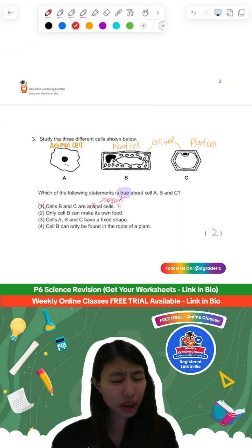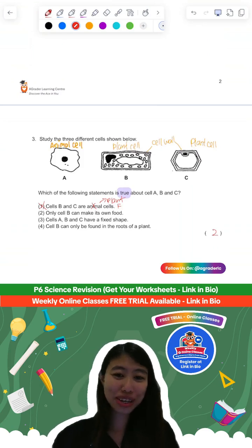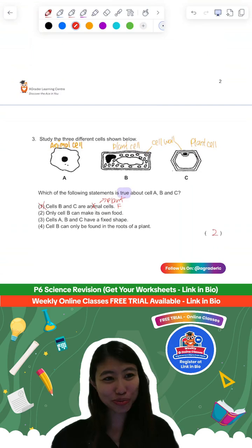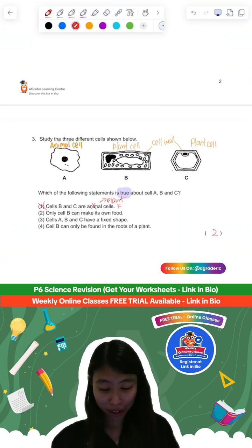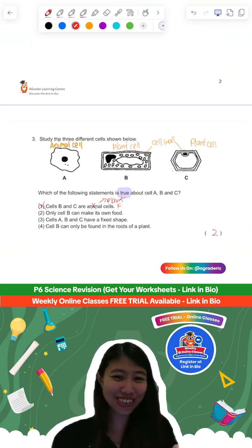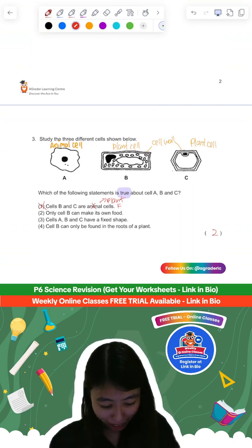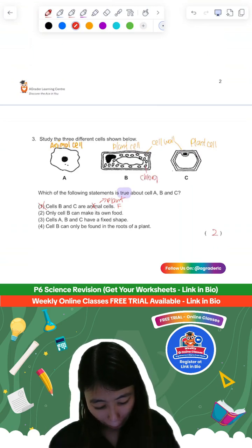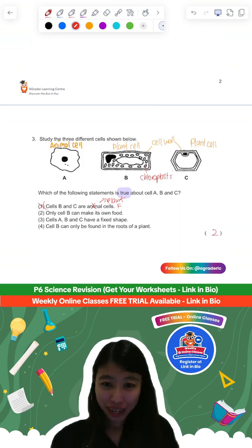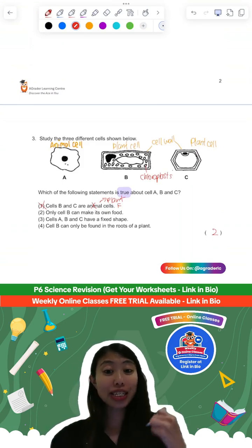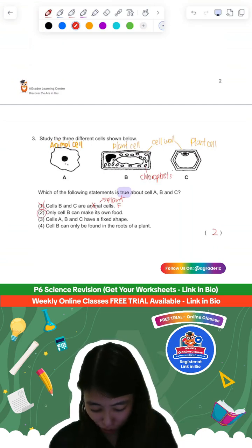Option two says that only B can make its own food. How do you know that B can make its own food? Yes, because it has chloroplasts. These are your chloroplasts. So B can make its own food. Chloroplast contains chlorophyll, which can trap light to make food for the plant, or for the cell. So this is true.